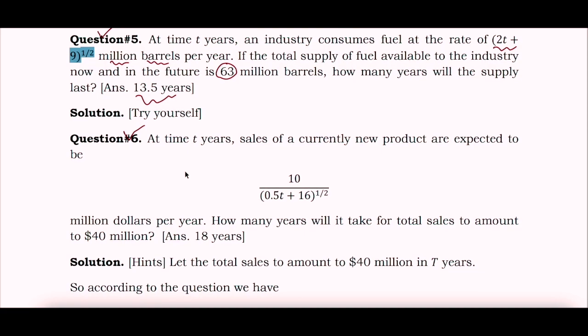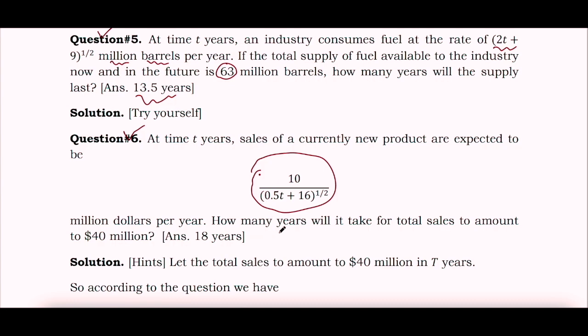So let's try Example 6, Problem 6. At time t years, sales of a currently new product are expected to be this $1 million per year. So here this is the sales function. Suppose you have a new product and you are expecting that you will get this amount of $1 million in 1 year from that product.